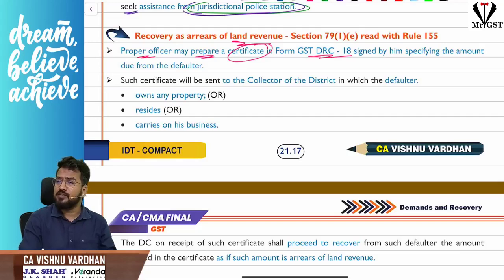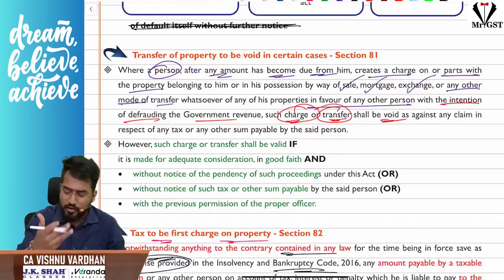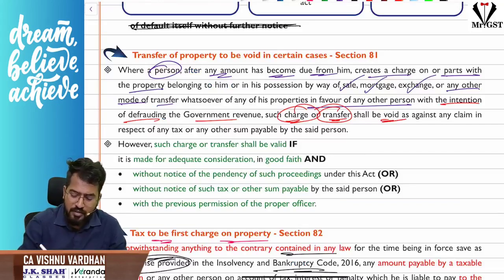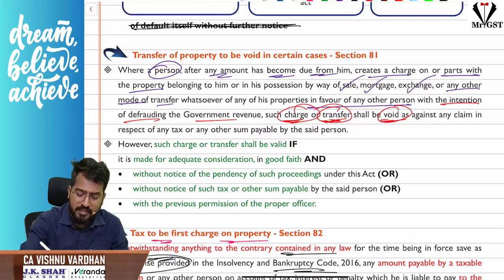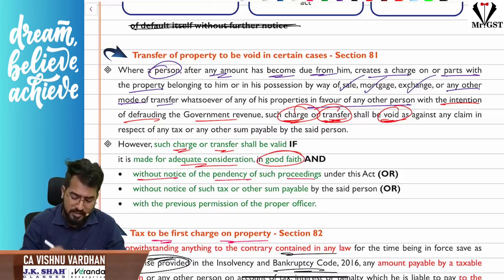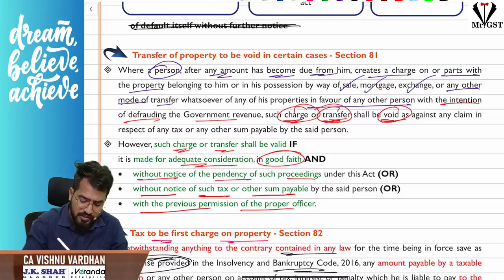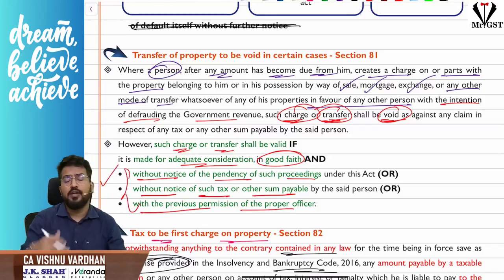However, one second guys, sorry, so long as you are not able to see the notes, but it's okay, fine. Such a charge or transfer is void unless it is made for adequate consideration and in good faith, and without notice of pendency of such proceedings under this Act, or without notice of such tax or any sum payable by the said person, or with the previous permission of the proper officer. If you do that, then that charge or transfer is valid.